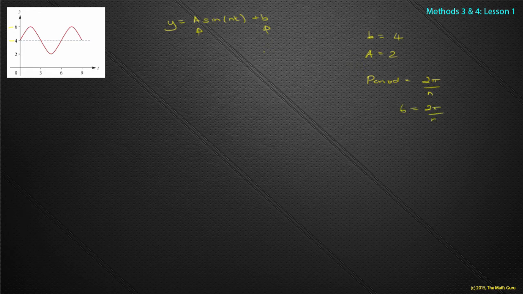And what about my period? Well, we know again that period is 2 pi upon the modulus of n. We know that the period, by looking at the graph, seems to be 6, so we can now write 6 is equal to 2 pi over n, or in this situation n is 2 pi over 6, and n becomes pi on 3. And so, again, trivial example, but we can now complete this and say my function is 2 sine pi t upon 3 plus 4.